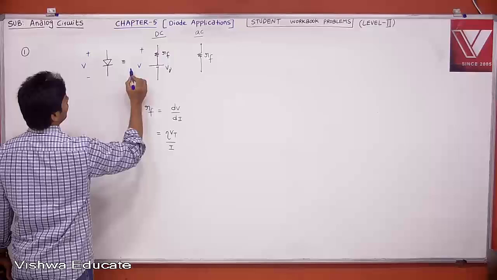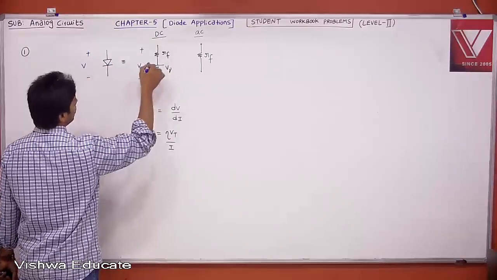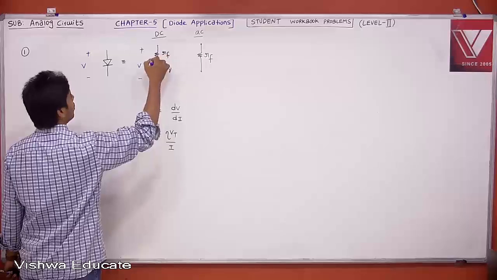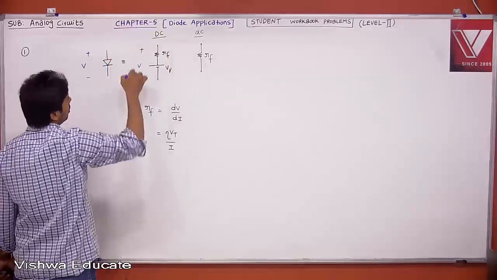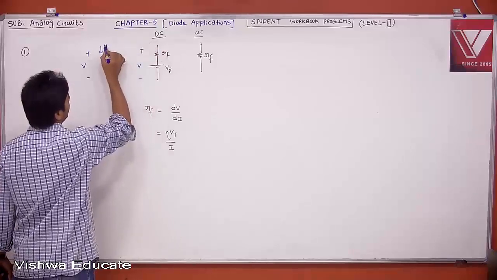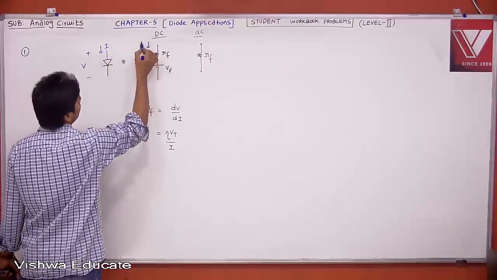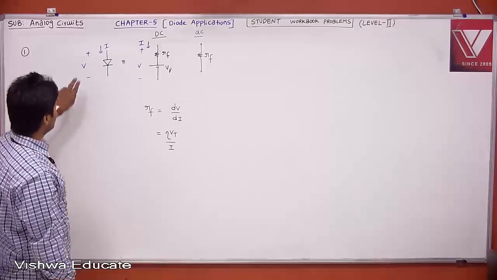When you increase this voltage, V gamma is dropped, and the remaining voltage goes to RF. Therefore, the voltage across RF is increasing, and your current is also increasing. Overall, when you increase the voltage V, the current flowing through it, your I, is also increasing. But if you take AC resistance, that is nothing but what?